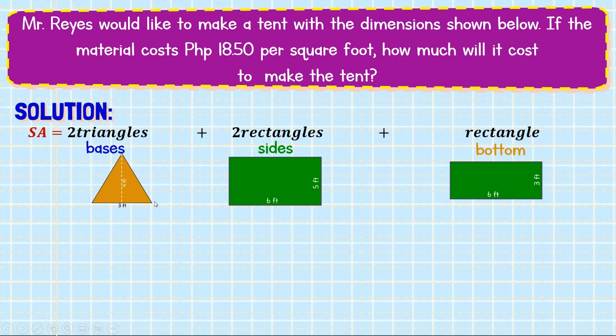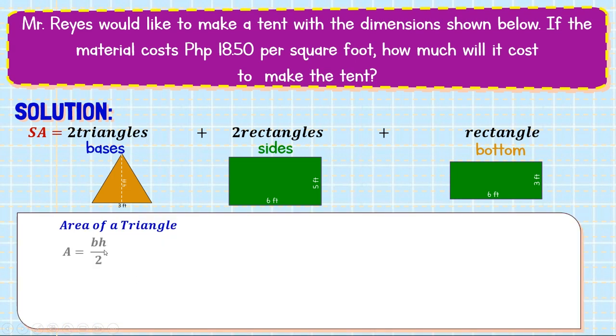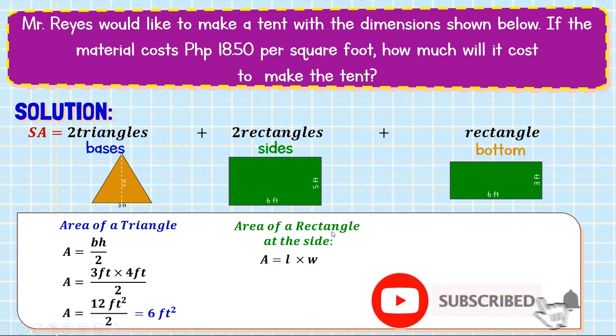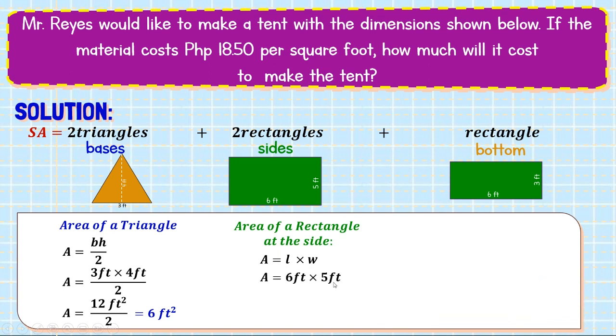As we recall, the area of the composite figures. So 2 triangles, so the area of the base is base times height divided by 2, times 2, right? Because we have 2 bases. So 3 feet times 4 feet, the answer is 12 divided by 2. Therefore, the answer is 6 feet multiplied by 2. So the answer is 12. And then the area of the rectangular side, we have the length times width because this would be a rectangle. So 6 feet times 5 feet. So 30 square feet is the answer.